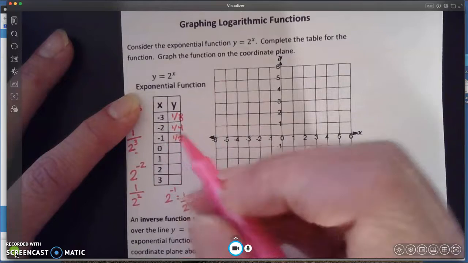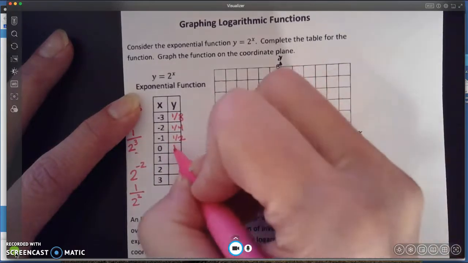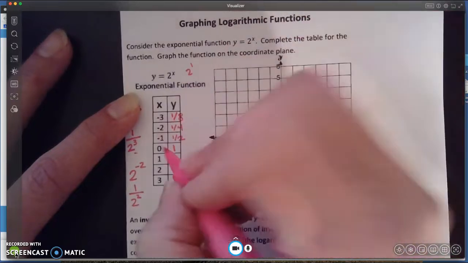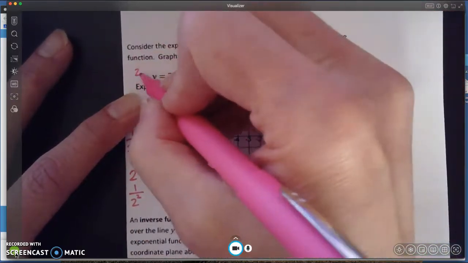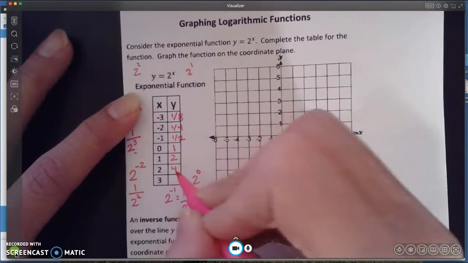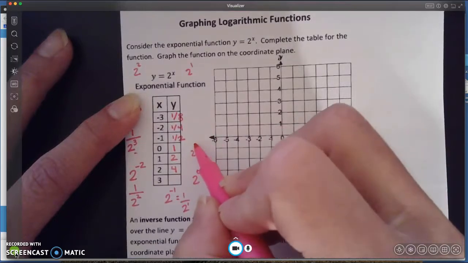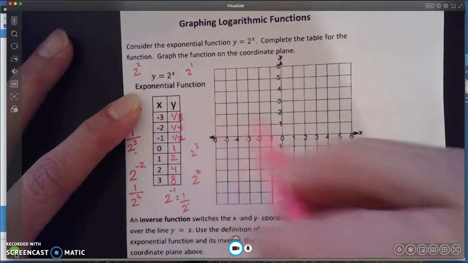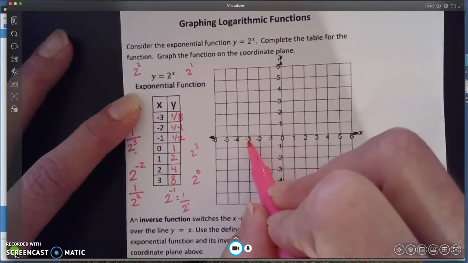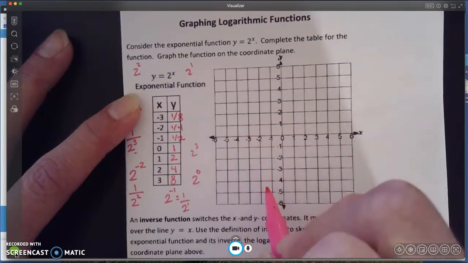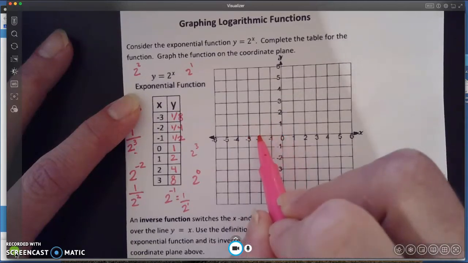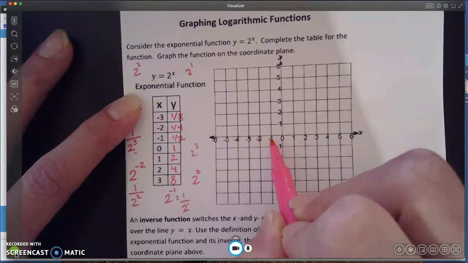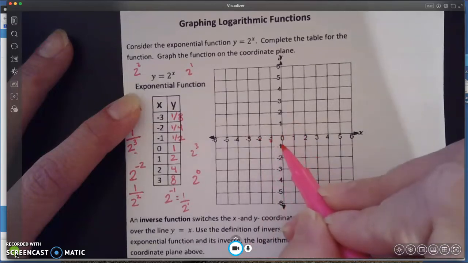If I plug in 0, 2 to the 0 power is 1. If I plug in 1, 2 to the 1st power is 2. If I plug in 2, 2 to the 2nd power is 4. If I plug in 3, 2 to the 3rd power is 8. So let's graph. That's a hard one to graph, -3, and then down 1/8. It's barely over there. Same thing with -2, it's pretty hard to graph, so it's barely right here. -1, 1/2, that's a little easier, and then 0, 1.